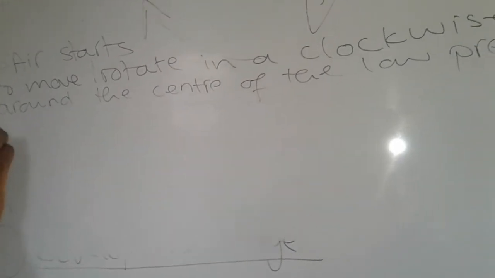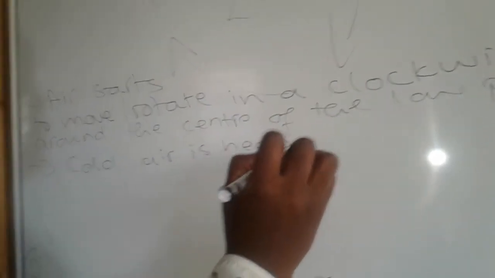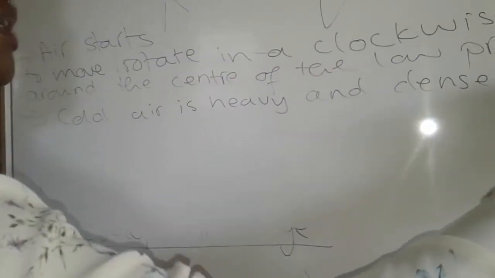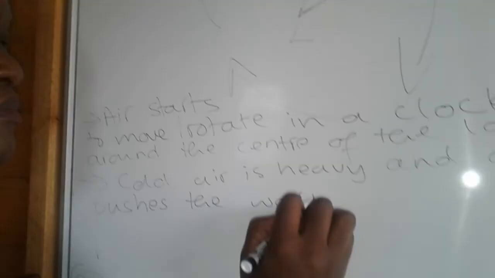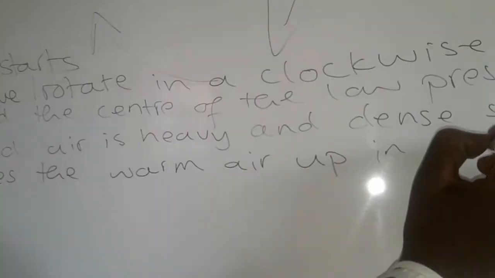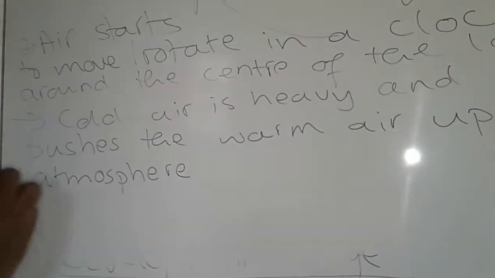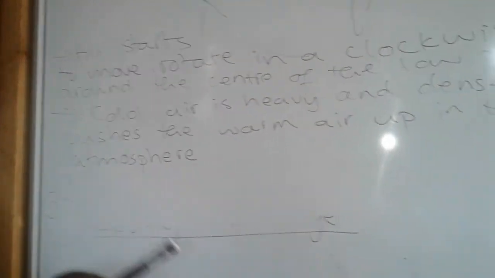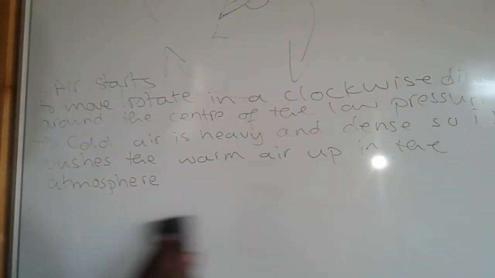Now what happens is that cold air is heavy and dense. So it pushes the warm air up in the atmosphere. And it is easy for warm air to move upwards in the atmosphere because it is less dense and it is lighter. So warm air rises over the cold air.